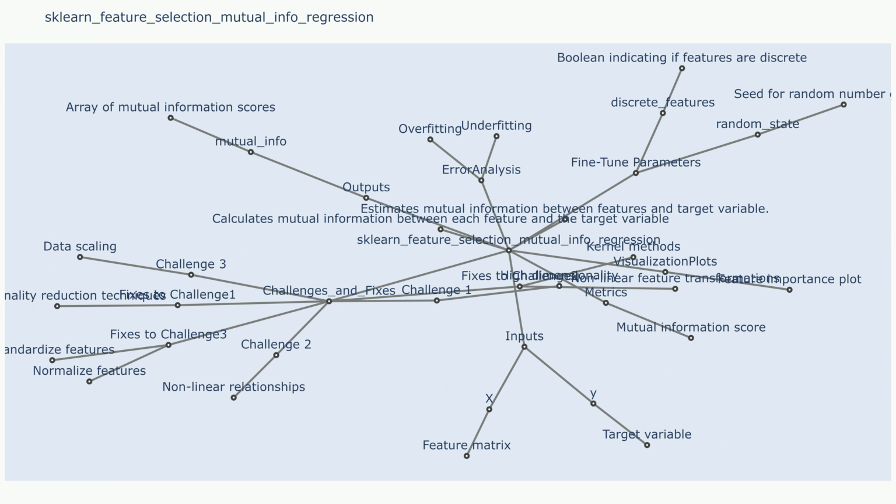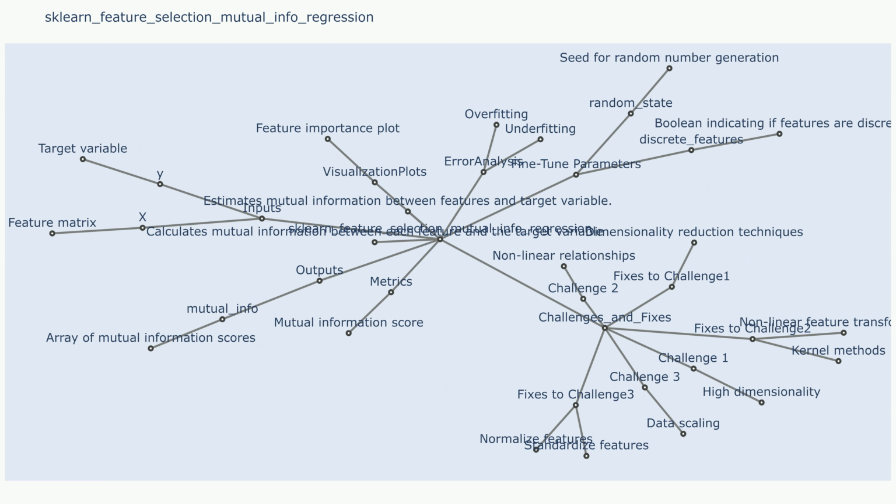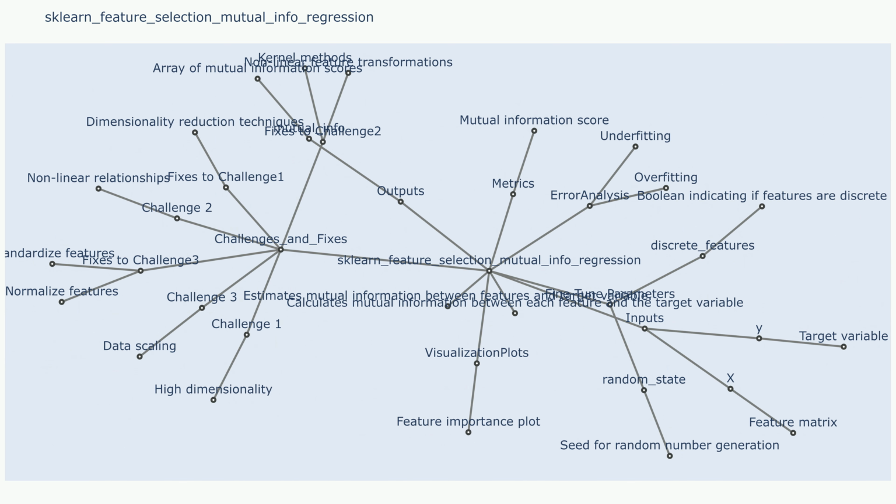n_neighbors: the number of neighbors to use for the k-nearest neighbor estimator. This parameter is used for estimating the entropy of continuous features. Uncertainty methods. Bootstrapping: repeatedly sample with replacement from the data to estimate the distribution of the MI scores and provide confidence intervals. Cross-validation: split the data into multiple folds. Calculate the MI scores on each fold, and average the results.